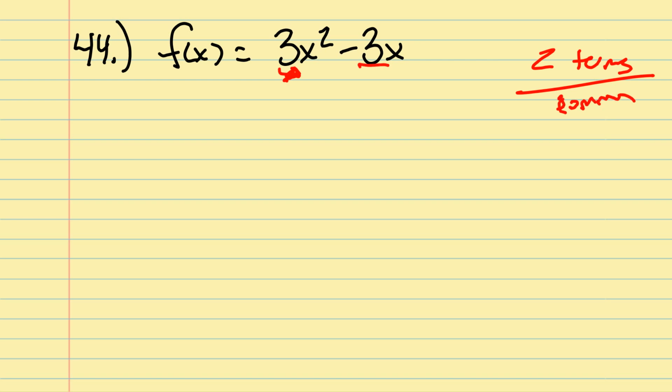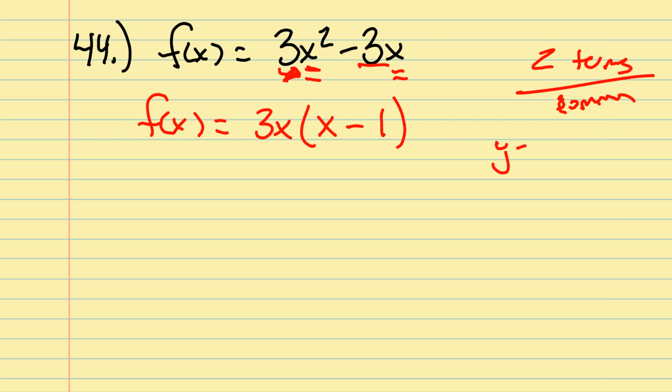They both have a 3. They both have an x. So I'm going to put f of x equals 3x, and then 3 divided by 3 is 1. x squared over x is x. Minus 3 divided by 3 is minus 1. Alright? Now remember, I need to have y equals a times x minus p, x minus q.